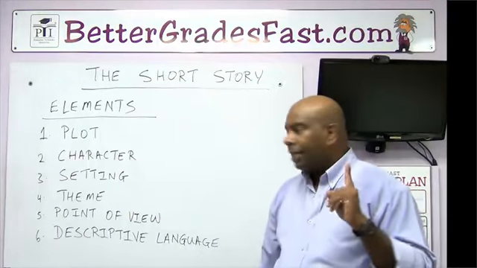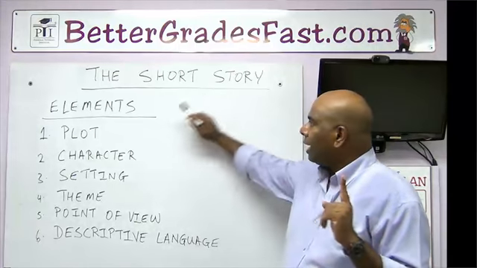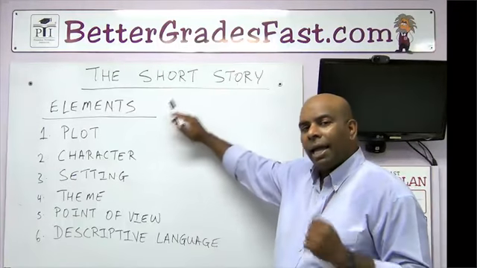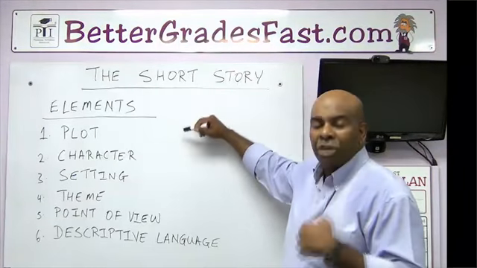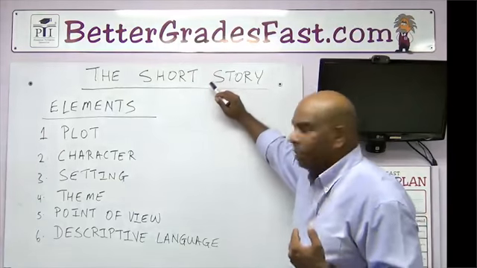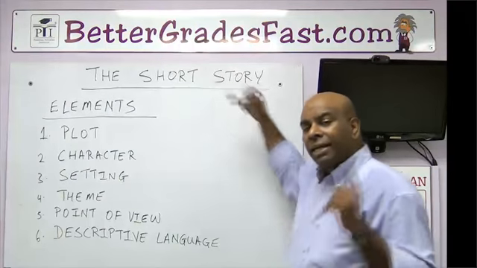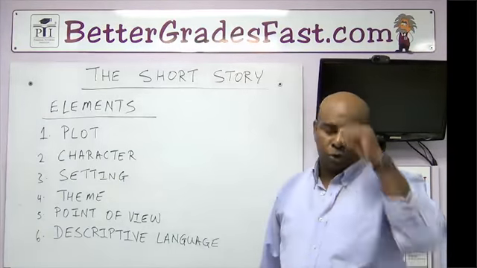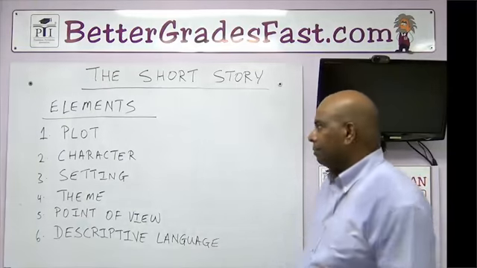And the thing is, the story has what we call elements. Elements refers to things, ingredients that make up the short story. And there are 6 elements in the short story. Let's take a look at that.